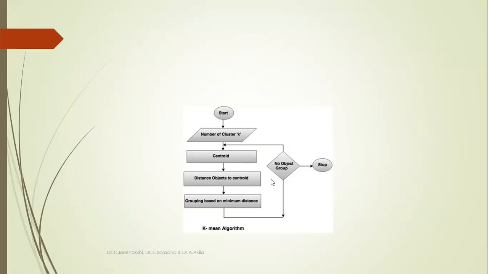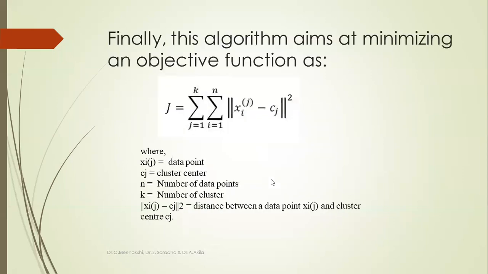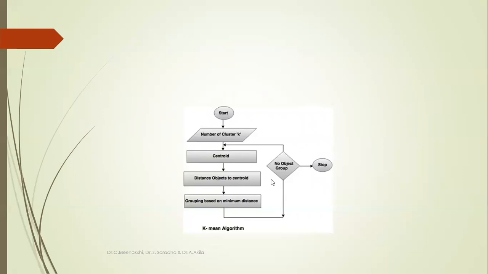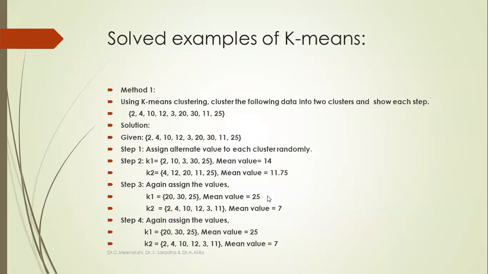So the number of clusters is k, and I'll find the centroid. I'll find the mean, and then the distance between the data point and the cluster center. Based on the minimum distance, it will group. Again, it will repeat the same process until there is no more change in the group. If there is a change in the group, I'll again find the minimum and the centroid. If there is no change in the group, I'll go on to find the elements.